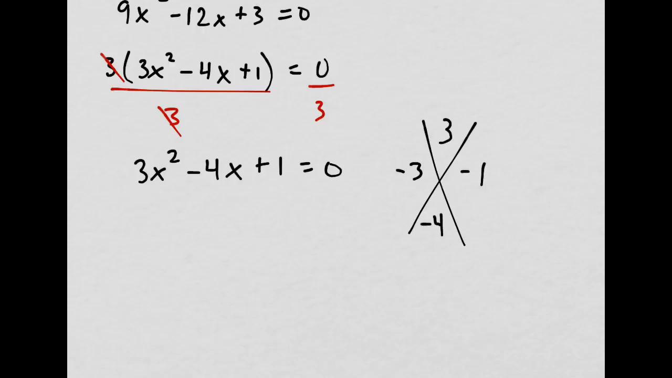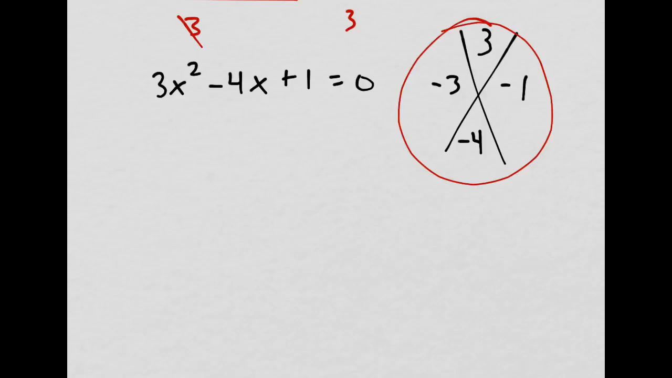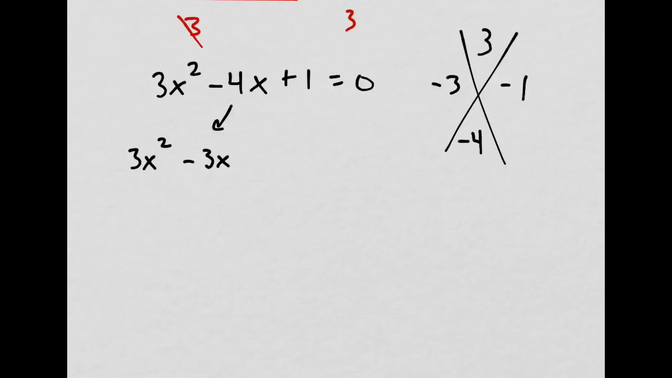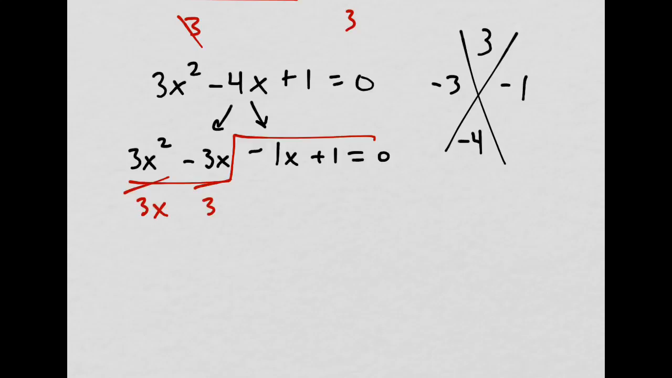And here's the part that people don't really know how to do. The whole reason I'm doing this is so I can rewrite this. It's 3x squared. Instead of writing minus 4x, I have minus 3x minus 1x. That's where that comes from. Negative 3x minus 1x is negative 4x. And then plus 1 equals 0. And now I factor by grouping. So here I'll group these two. And I can factor out a 3x, right? So 3x on the outside with just x minus 1 on the inside.